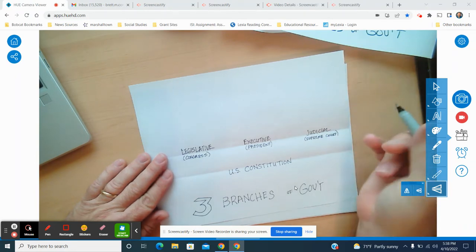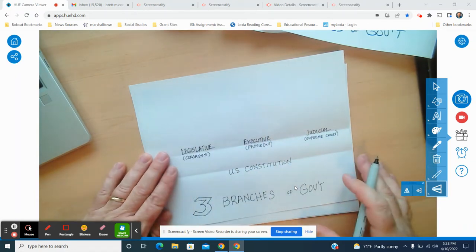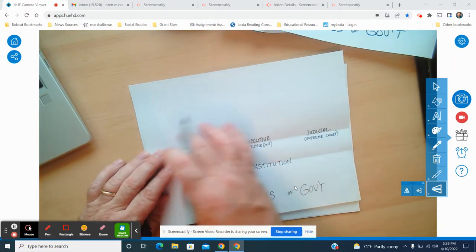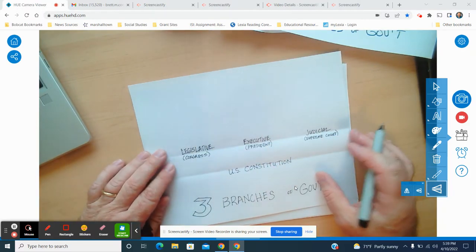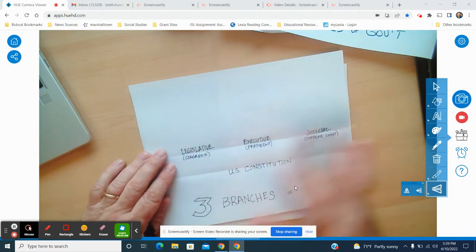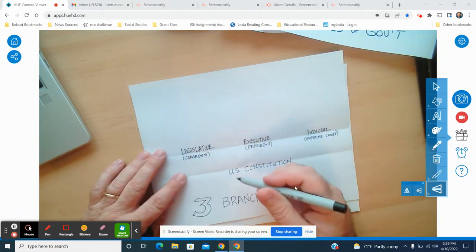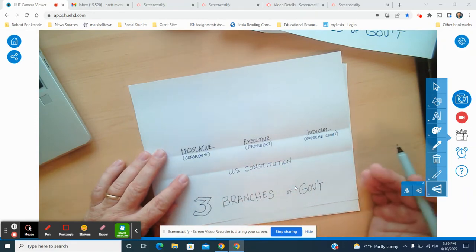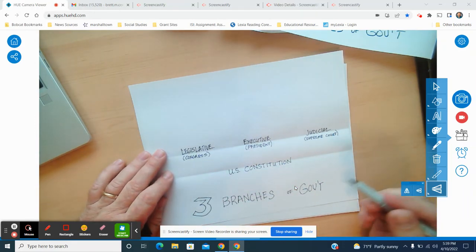Okay. Now, there are other parts of these branches that we're not talking about, but this is how the branches were set up in the Constitution. This was how our government was established in these 3 different groups. And everything else stems from that. And so what we're going to do is make a tree out of this, because we're talking about branches of government, right?